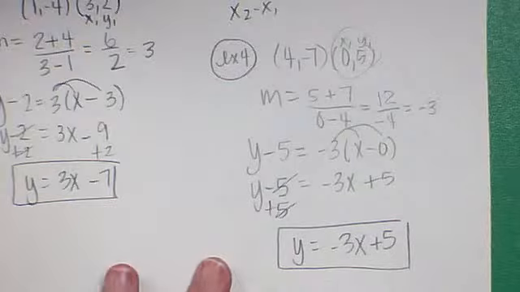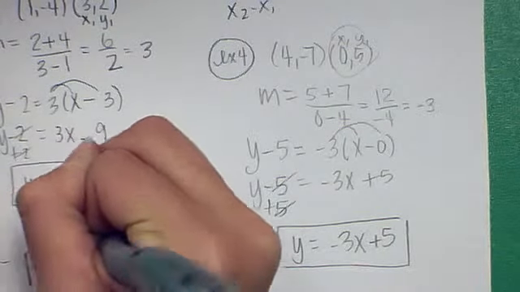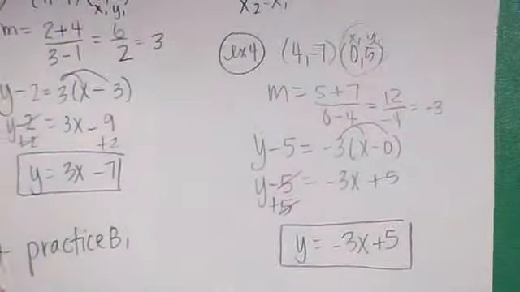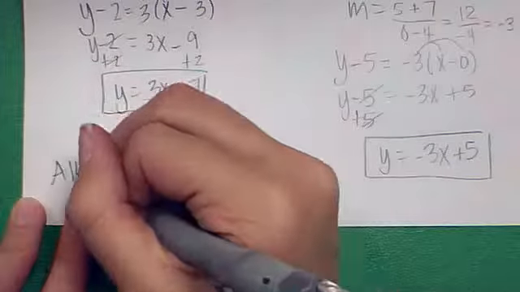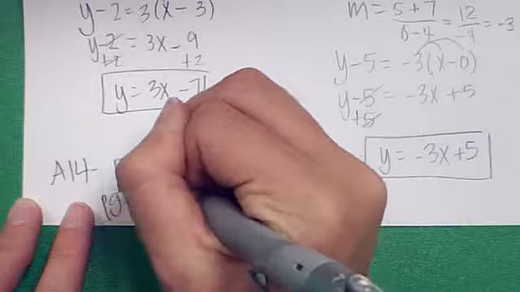And that's it. Your assignment for this is A14. It's a worksheet, which is practice B. You're going to cross out number 9 on that one. And then on the back of it, you're going to do some problems from the book from page 345. And that's 20 to 28.